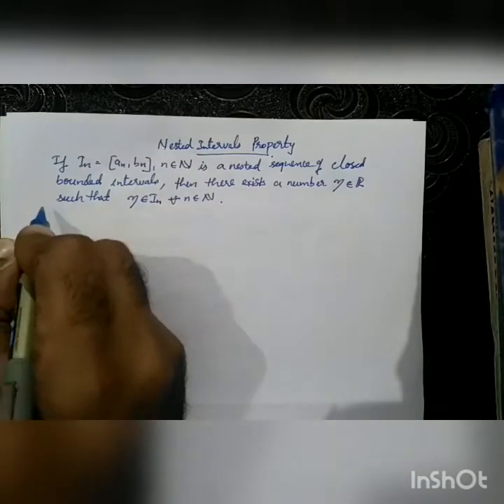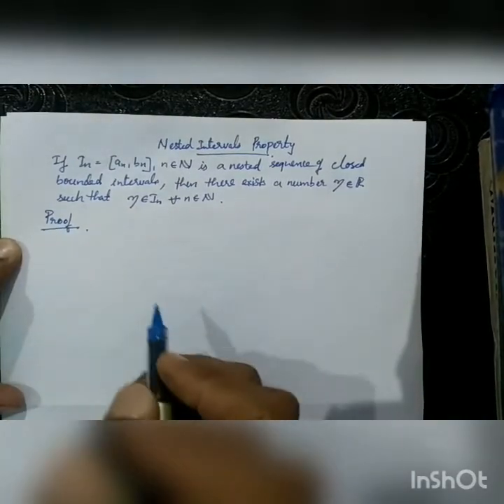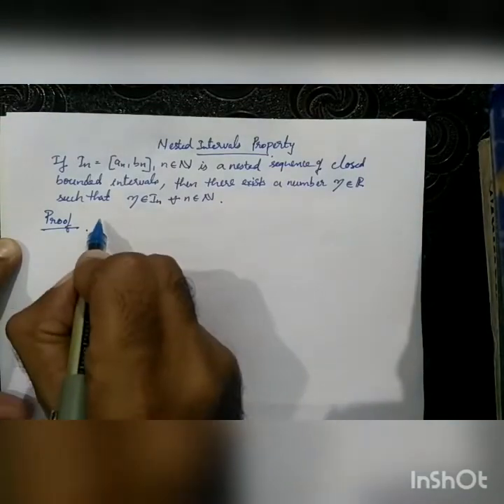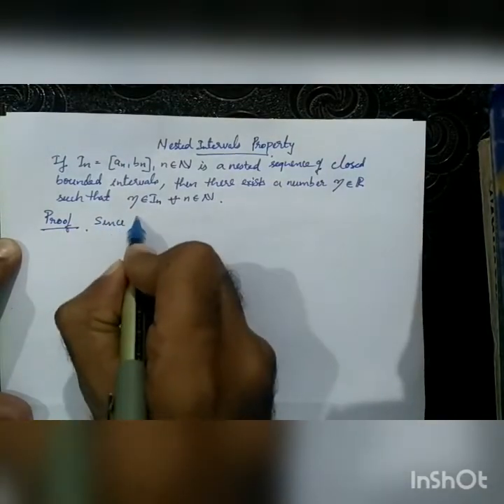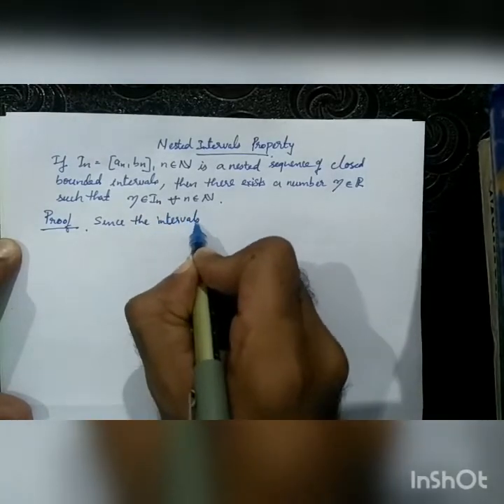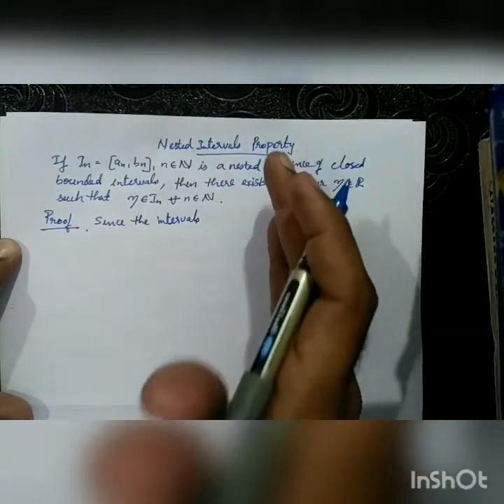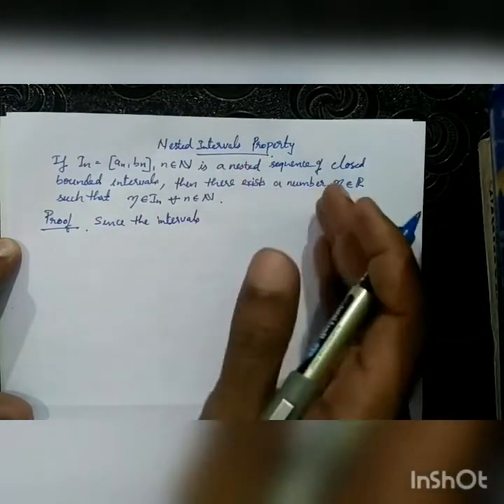So here is the proof. Let's see the proof. Okay. Since the intervals are nested, what does it mean? Every interval will be contained in the preceding interval. I3 will be contained in I2, I2 will be contained in I1. That means I1 is the biggest interval, okay?